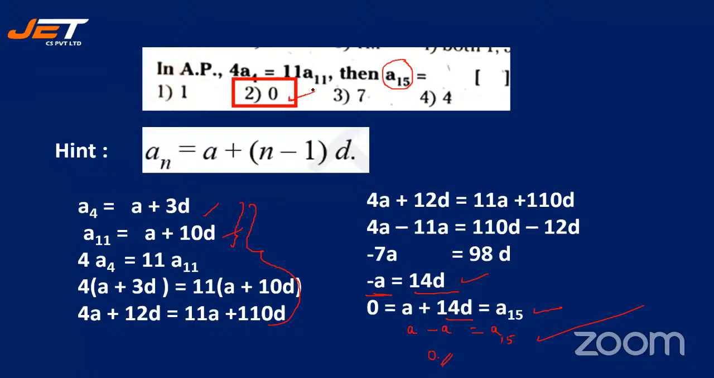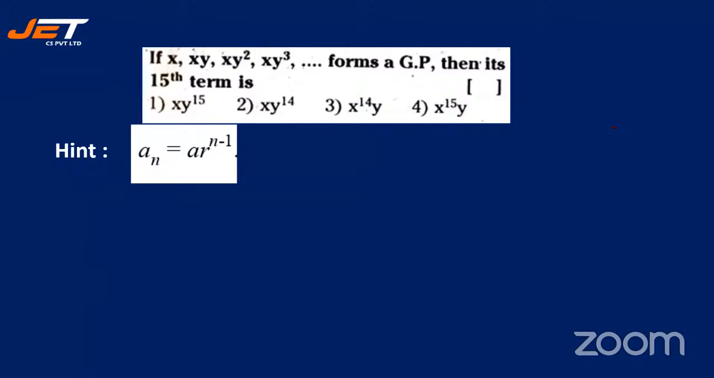All right. So, those who have made mistakes, please do rectify. All right. So, with this, we are moving on to the next sum. See the next question. If x comma xy comma xy square comma xy cube.